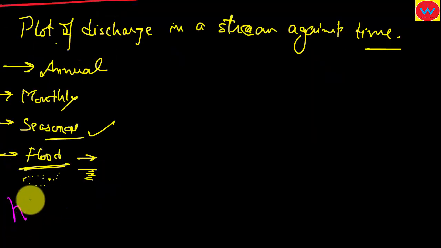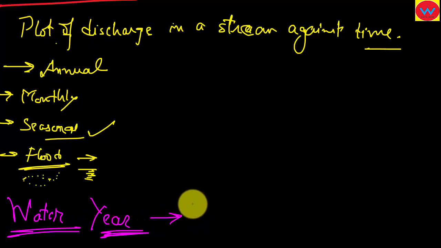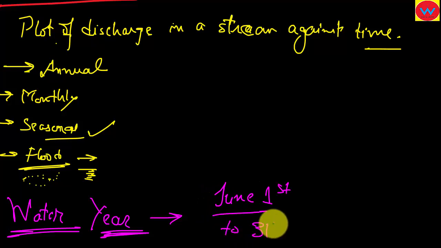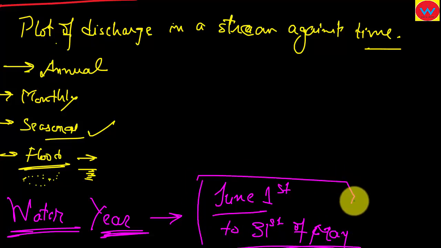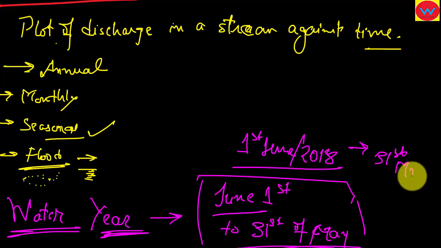A simple concept we use is the water year. It is like a financial year, or budget year, or calendar year. So similarly we have the water year. It is followed from June 1st of a calendar year to 31st of May of the next calendar year. So the water year will be like 1st June 2018 to 31st May 2019.